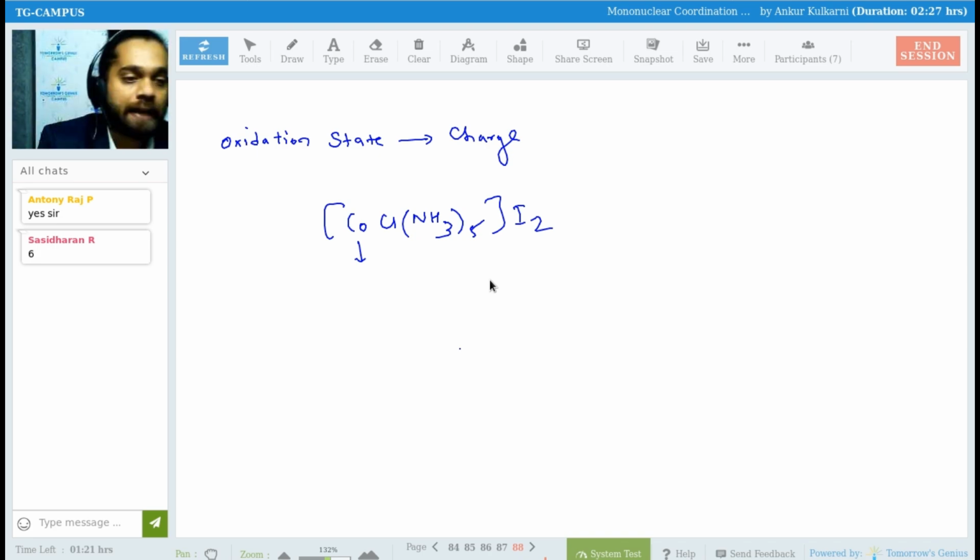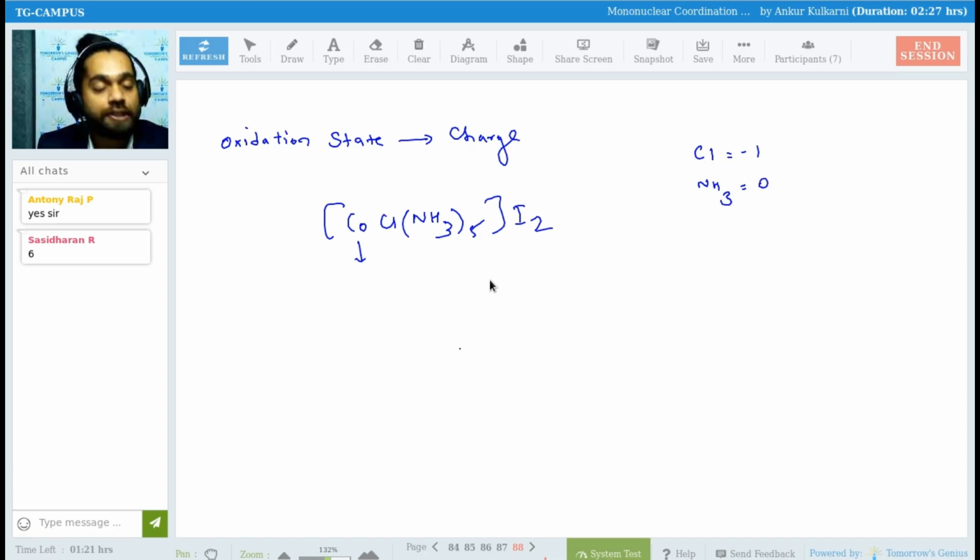Okay, chalo. I'll give you a hint. Cl is -1. Ammonia is neutral. Those who are neutral, the charge is 0. Come on, now try. Sarjana. Come on, try. Jason. Those who are neutral, their charge is 0. What will be the oxidation state of cobalt? Yes, Arjuna?